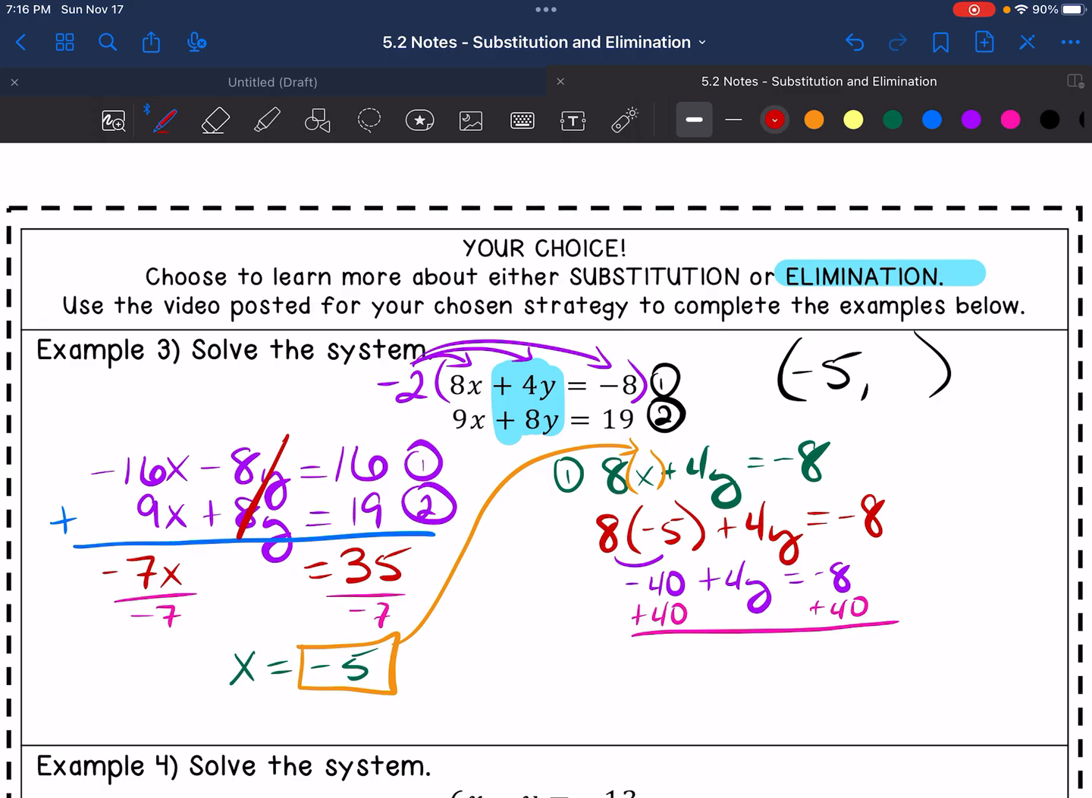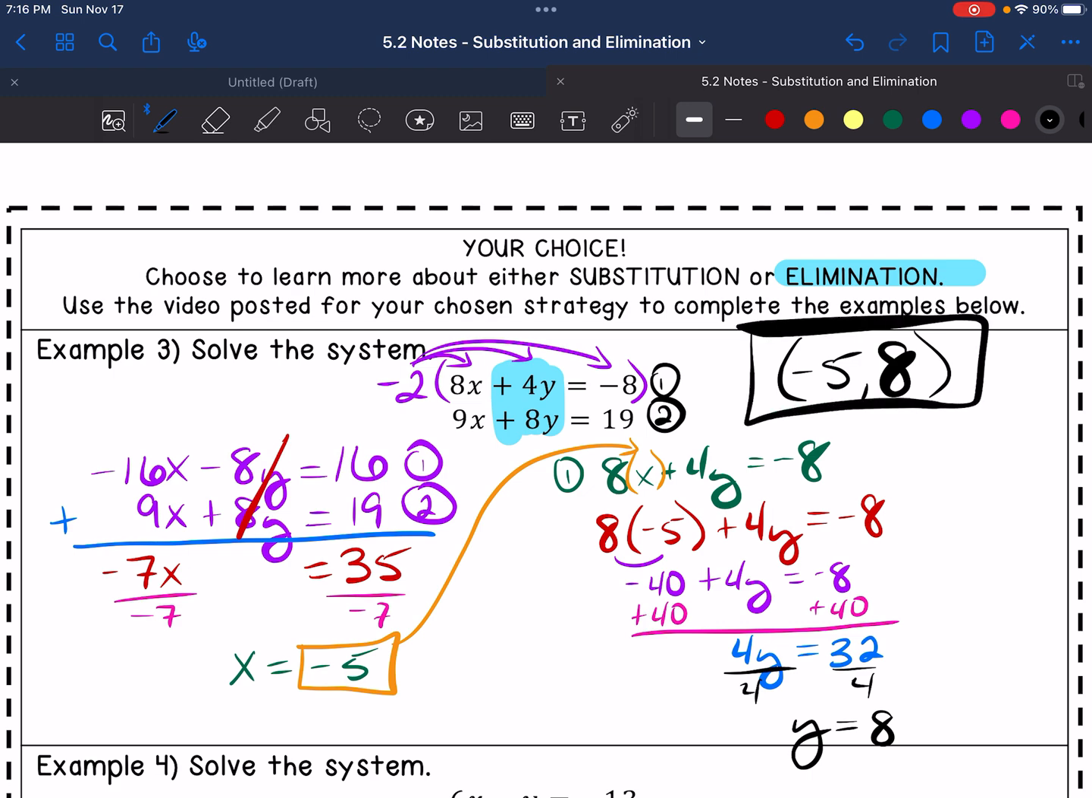And that gives me 4y equals 32. And then I'm going to divide both sides by 4. And I get y equals 8. So my y value is an 8. So my solution is -5, 8.